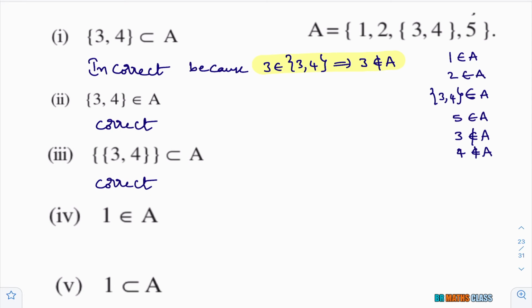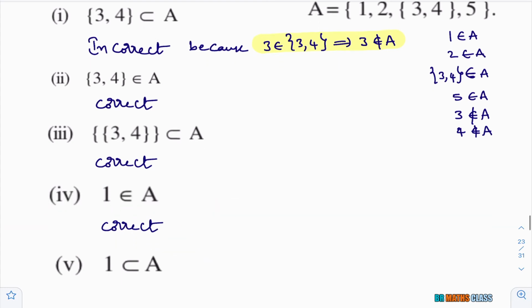Okay. Now, come to this one. 1 belongs to A. They are saying that the element 1 belongs to set A. You look here, 1 is present in set A. I have also written here. Yes, 1 is present in set A. So, this statement is correct. 1 is there in set A.